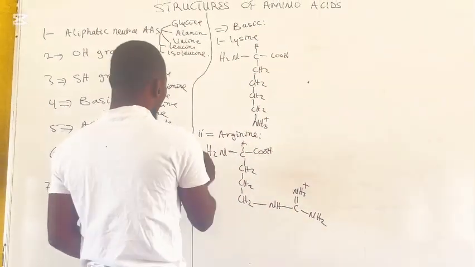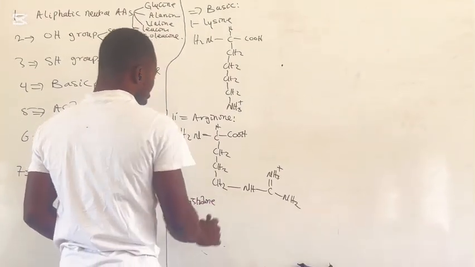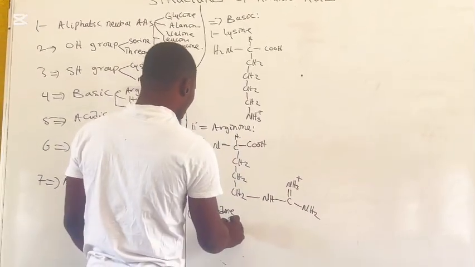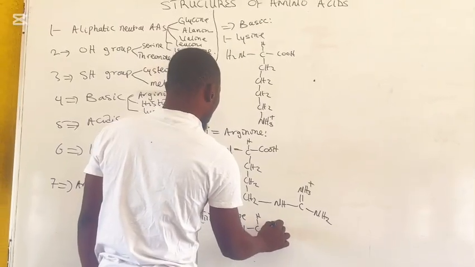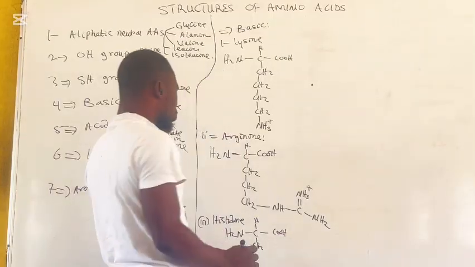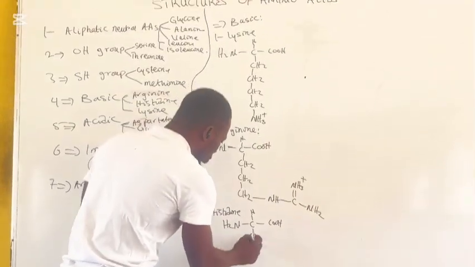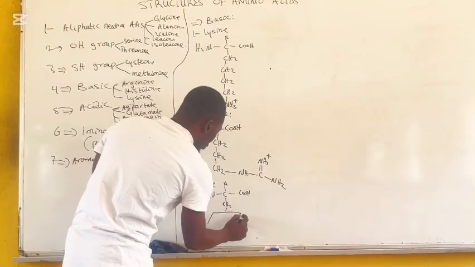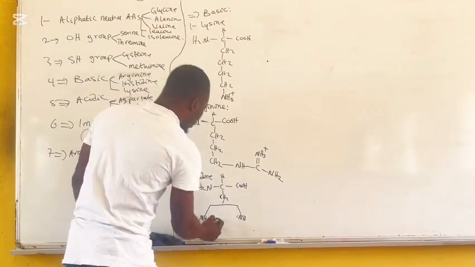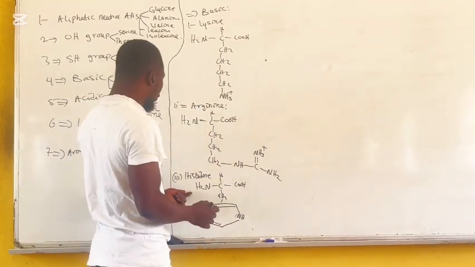So after arginine, the last one under basic is histidine. And the structure of histidine is, in addition to the CH2 group, it has an aromatic group, a 5 carbon aromatic group. So there is NH with lone pair, then with double bond. So this is the structure of histidine.